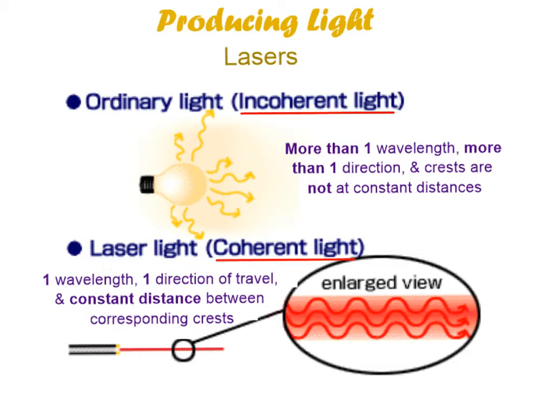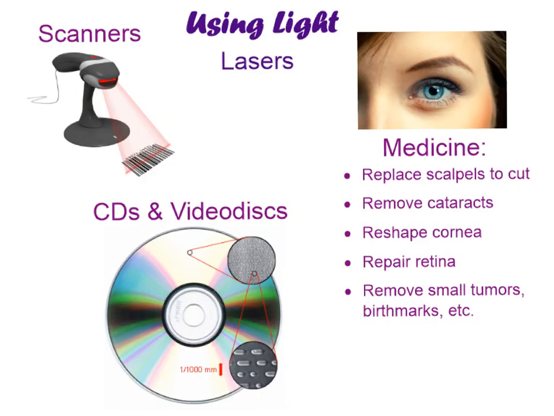Laser light, on the other hand, is coherent light, and coherent light is light that has one wavelength, it travels in one direction, and there is a constant distance between the corresponding crests. You can see these are coherent because all three of those factors are true about coherent light. Because lasers use coherent light, a laser beam does not spread out as it travels over long distances, and so it can apply a lot of energy to very small areas.